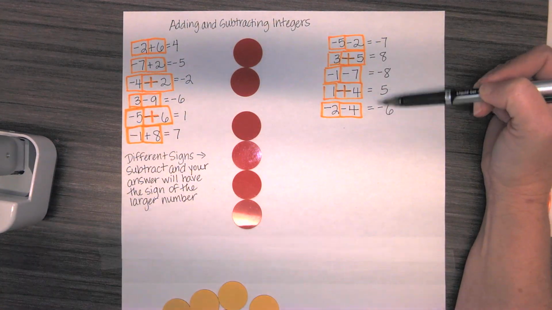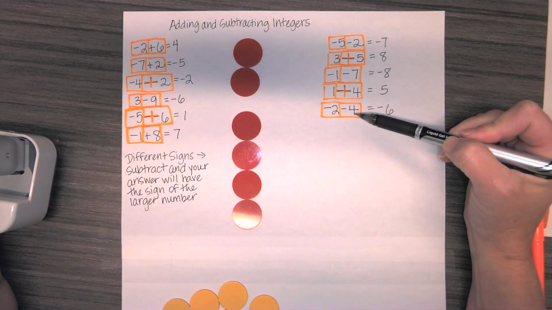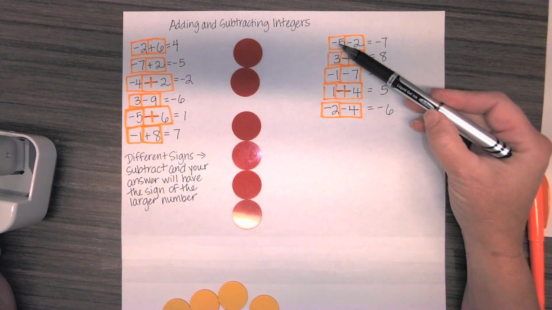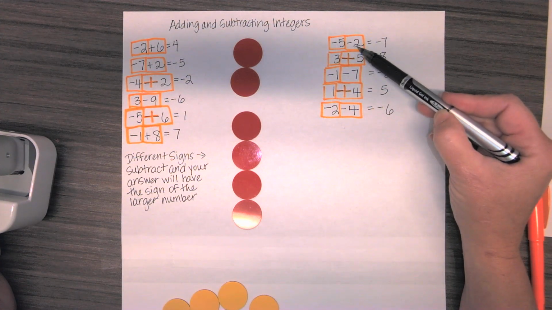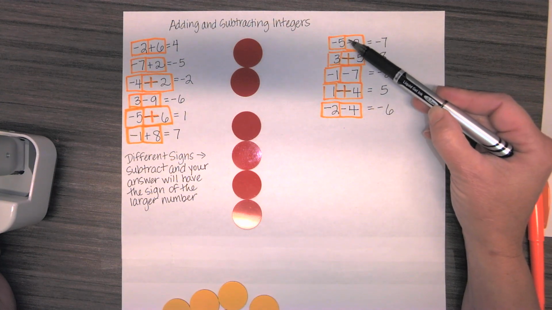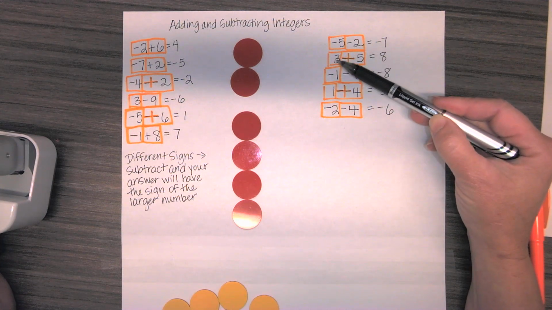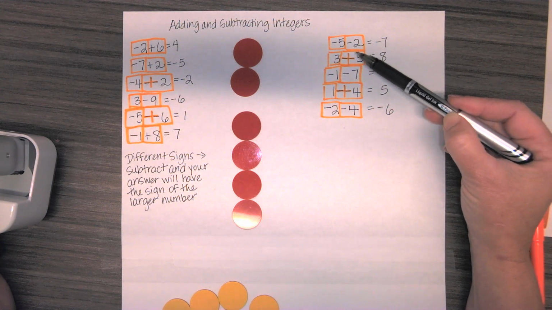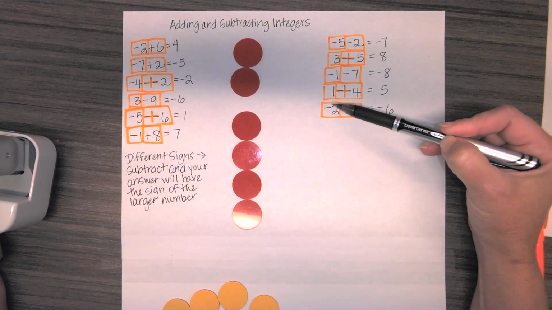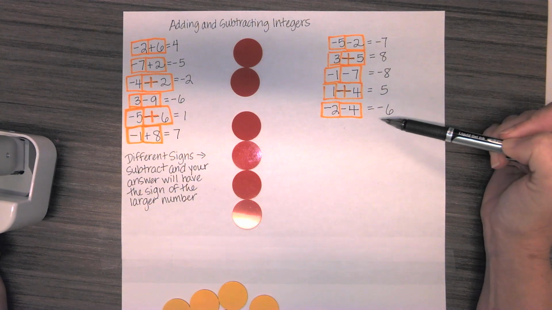So hopefully what you see here is when our numbers both have the same sign, nothing's going to cancel out. In fact, we have to add these together and keep that sign. If you have 5 negatives and then you have 2 more negatives, you're going to have 7 negatives. If you have 3 positives and 5 more positives, you're going to have 8 positives. If you have 2 negatives and then 4 more negatives, that's going to be 6 negatives.